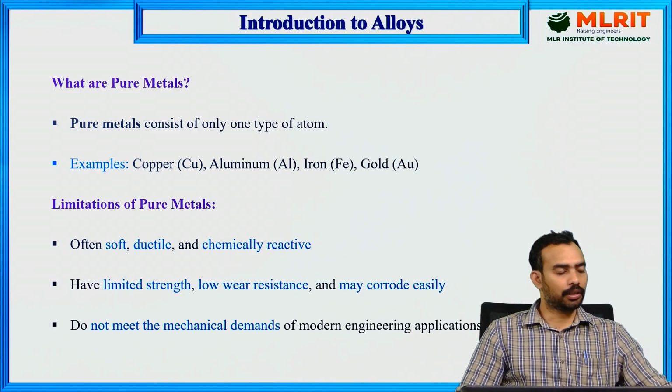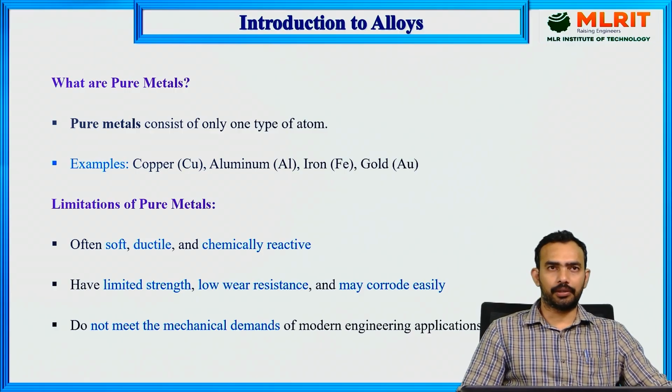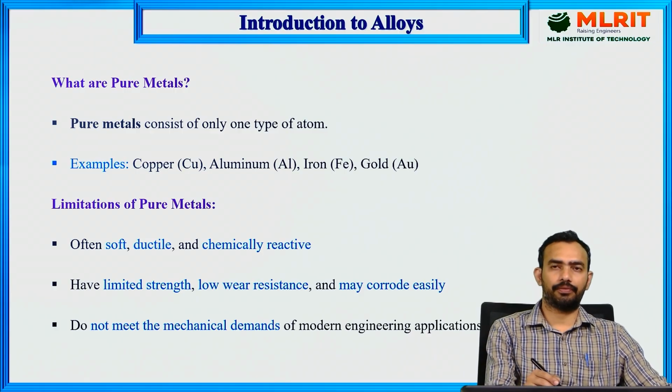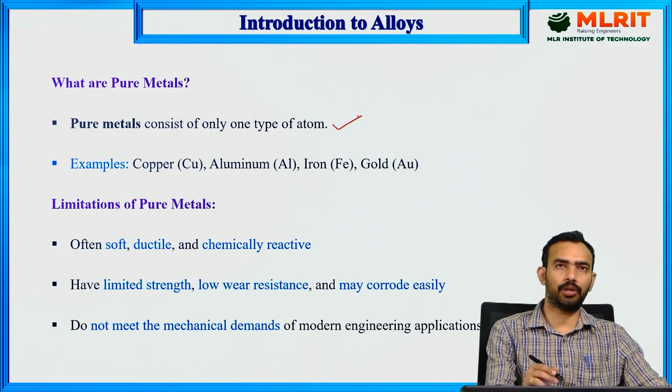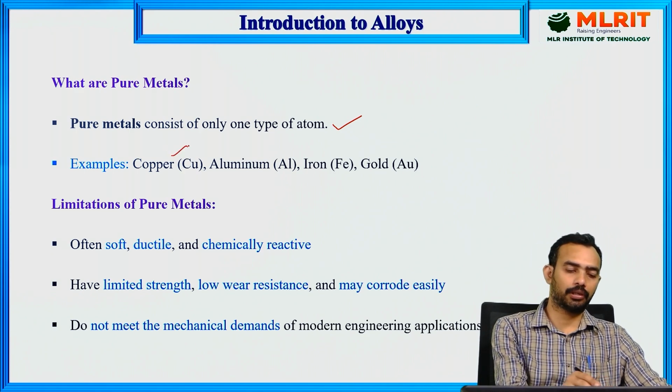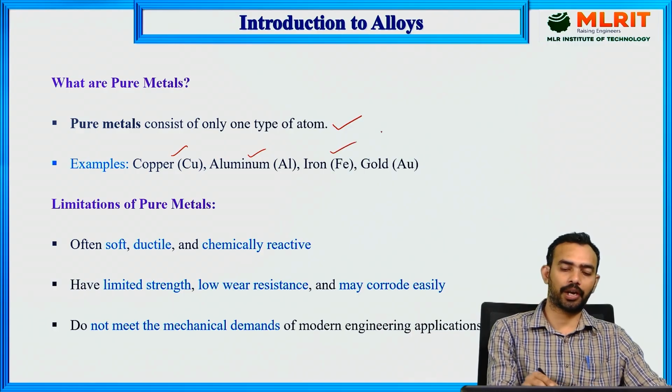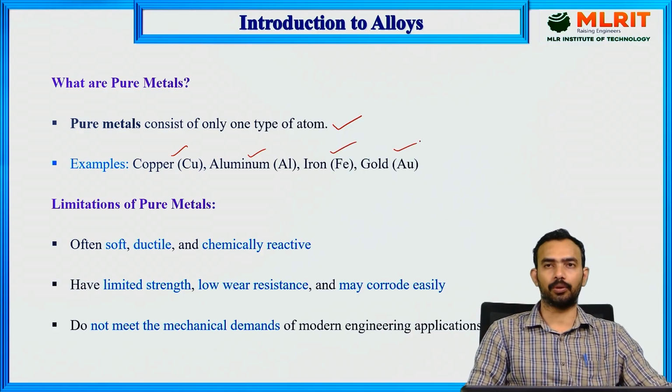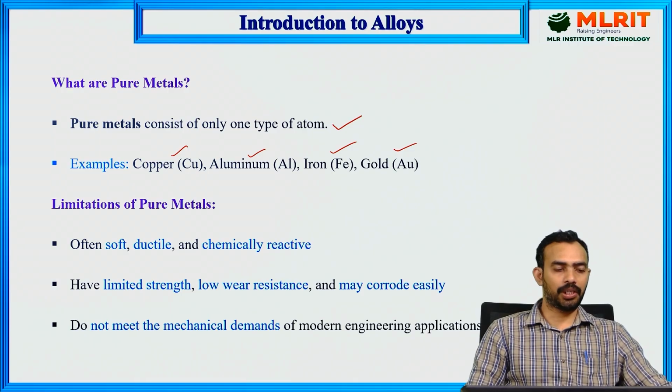Before looking at alloys, let us first understand what a pure metal is. Pure metals are the ones which consist of only one type of atom. Those metals which consist of only one type of atom are considered to be pure in their form. Examples could be pure copper, pure aluminium, pure iron and pure gold, 24 karat gold. So these are the pure metals.